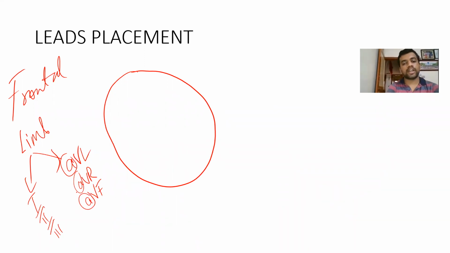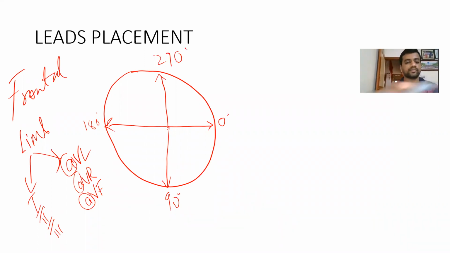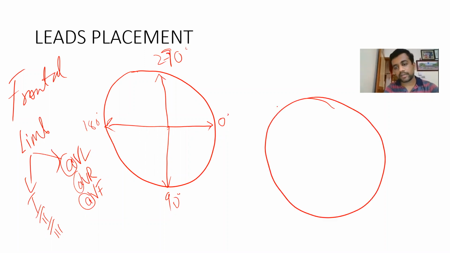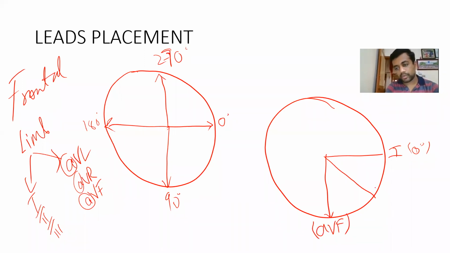So we are also going to give numbers or angles to them. This is 0, this is your 90 degree, this is your 180 degree, and this is your 270 degree. Based on this, we are going to put the angles here and the numbering also. So this is lead 1 at 0 degree, and here at 90 degree we put AVF for foot. Lead 2 we put here, at 60 degree.